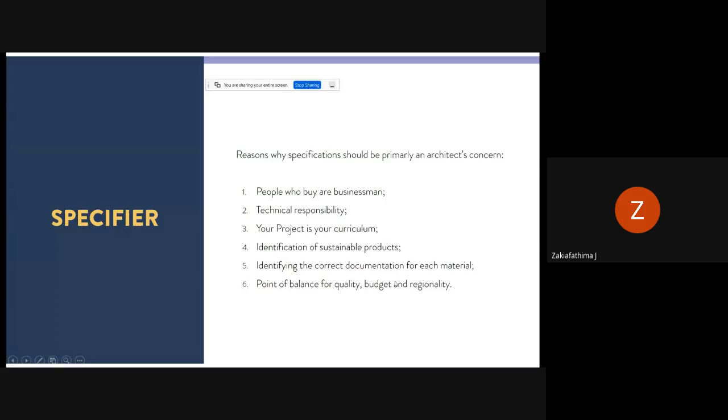Okay, so when you talk about a specifier, why exactly should a specifier be an architect's concern? Because the people who actually buy your designs are kind of like businessmen. And what a businessman requires is that they need to get something out of it. So what they are looking for is not just something they can buy, but something they can invest in.